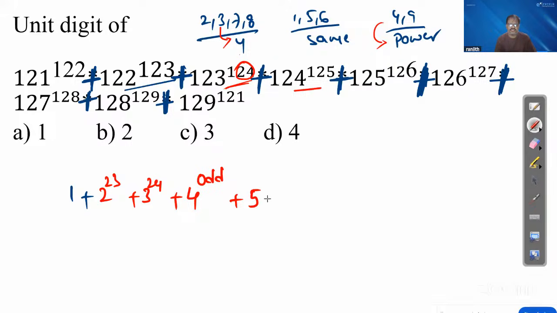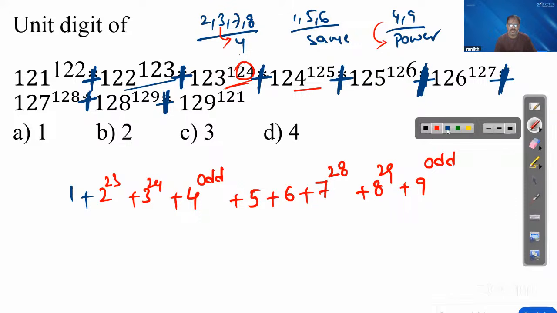5 power anything is 5. 6 power anything is 6. So 7 also we need to check the last 2 digits. 8 is also the last 2 digits. 9 will be equal to whether the power is even or odd. So that will be an odd number. And the next will be equal to 1, which is nothing but 1 only, into 2 power 23.